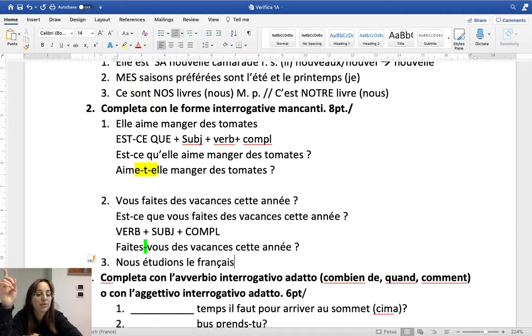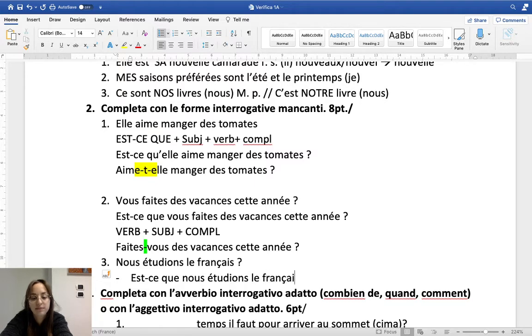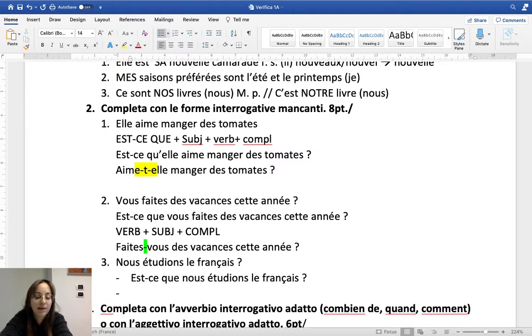First way to put it in a question form, we add a question mark. So first way done. The second way, we add est-ce que. We leave the E because we have a consonant, so we aren't bothered by that. Est-ce que nous étudions le français? Okay, est-ce que nous étudions le français? Look, the subject and the verb, they don't change their position.